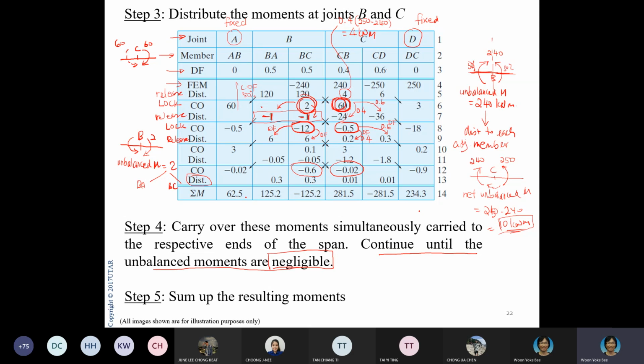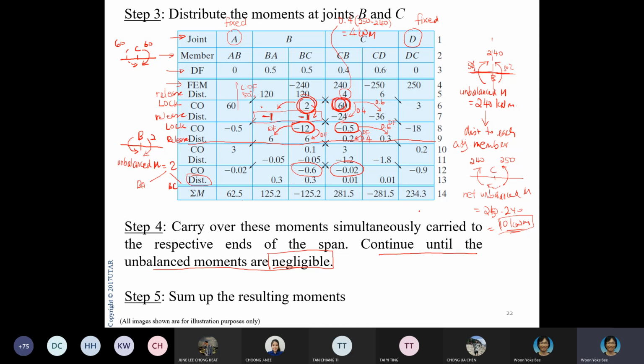Once you stop, you add up all the moments vertically. These moments will be your internal moments. If you stopped somewhere here, the sum of the moments will be different from the student who did another 2 rounds of iteration. Another student who does 2 more iterations will find the moments become more and more accurate. The more iterations you do, the more accurate it becomes.